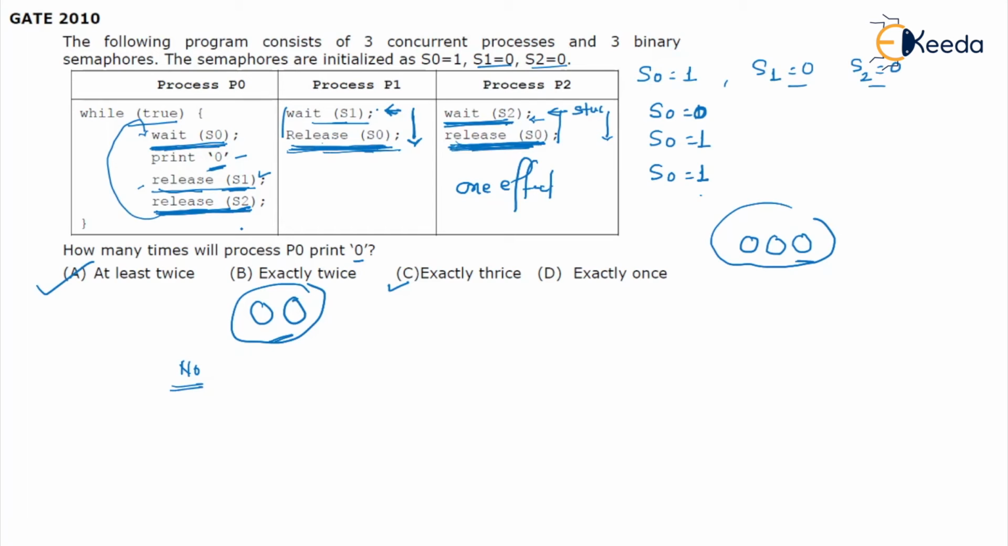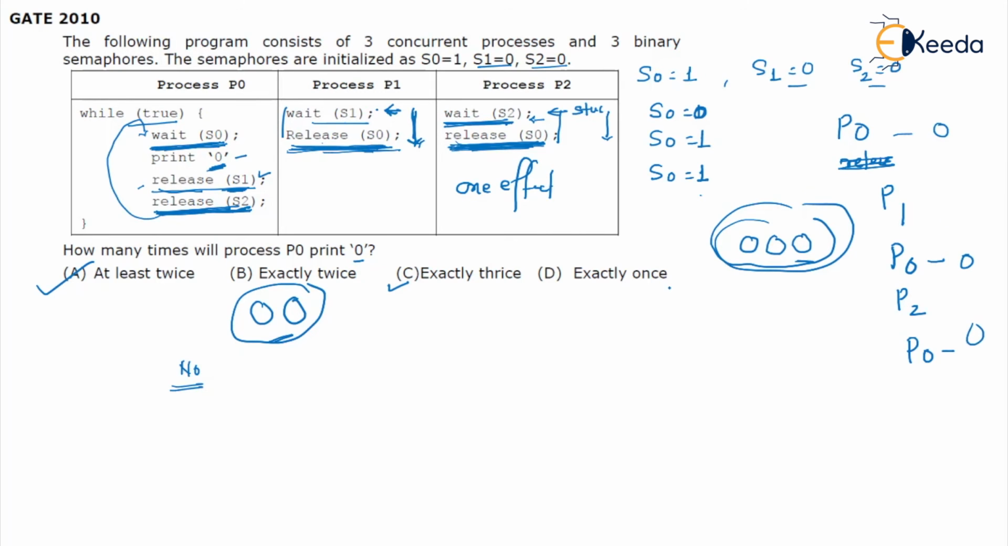Because for 3 you must have a sequence like release S0, then P1 will be completed, then again you come to P0, complete it, then it will say again release S2, and then you release one more time, then again wait S1 will be successful, and that sequence will lead to 3 times printing. So something like this: you execute P0 up to release 1. Even if you release S2, if you execute P0 complete, then you execute P1, then again you execute P0. Then again you execute P2 one time, and then again execute P0. This sequence will print 3 times.